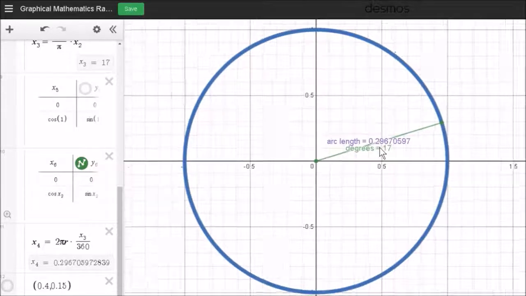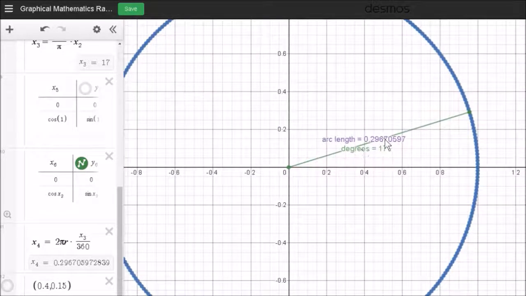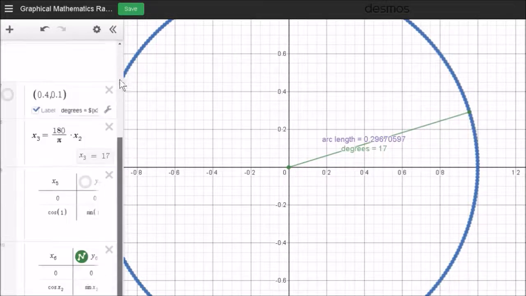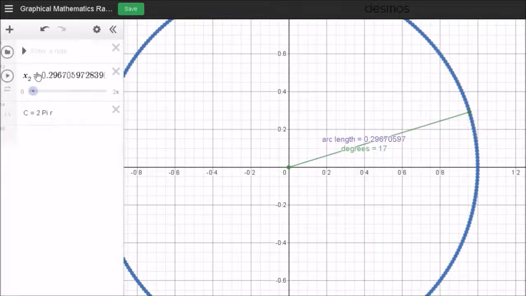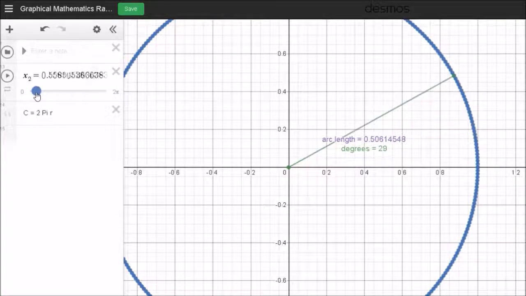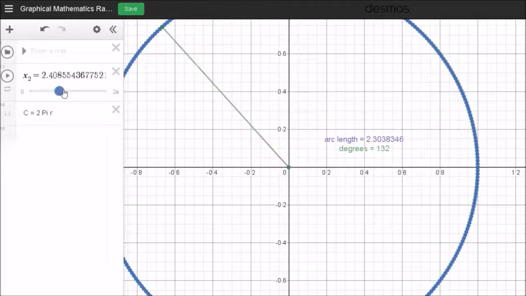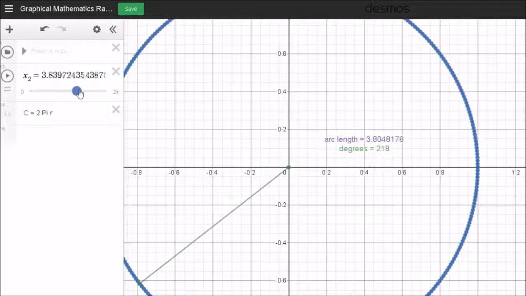So now I've added in the actual arc lengths here respective to the value of degrees. So for example here, for this 17 degrees, the arc length is going to be 0.29670 and so on. So we can adjust the values here over degrees, and you can see that the arc length increases. So if this is correct, whenever I go all the way around a circle, then if the radius is 1, the arc length should be 6.28, which is 2 pi. So that's what we get here.